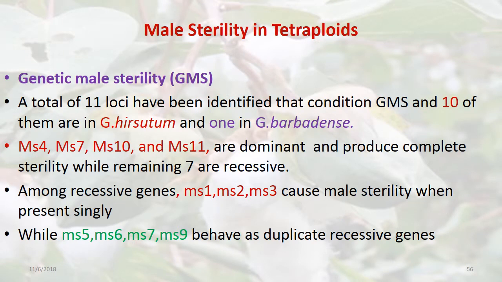Male sterility in tetraploids. Genetic male sterility. In this, a total of 11 loci have been identified that condition GMS, and 10 of them are in Gossypium hirsutum and 1 in Gossypium barbadense. MS4, MS7, MS10, MS11 are dominant and produce complete sterility, while the remaining 7 are recessive. Among recessive genes, MS1, MS2, MS3 cause male sterility when present singly, while MS5, 6, 7, 8 behave as duplicate recessive genes.